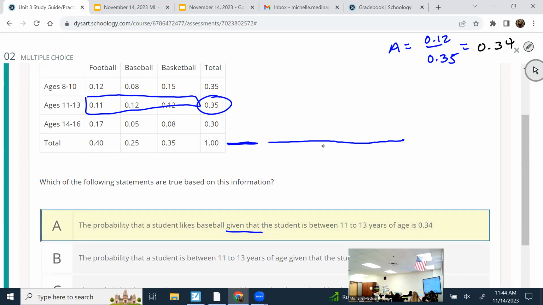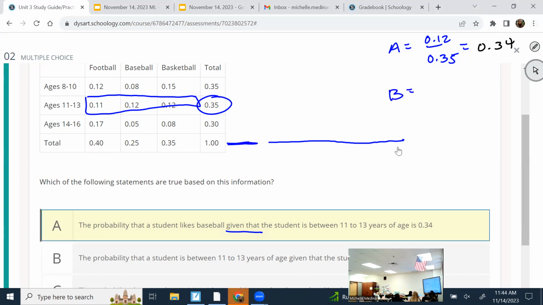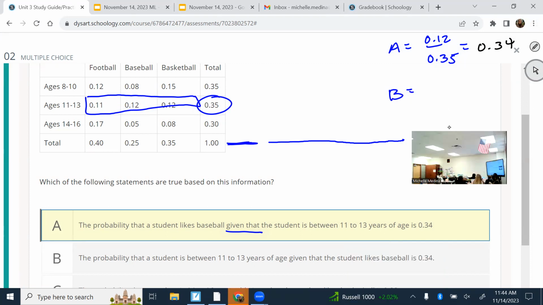So like in B, for example, that one says the probability that a student is between 11 to 13 years old, given that the student likes baseball. So these sound really similar, but the division is going to be different. So anything that follows "given that," or "among those," or "out of," is going to be your denominator. So how many total students like baseball, according to the table? 0.25. So right here, this would be my total students that like baseball.